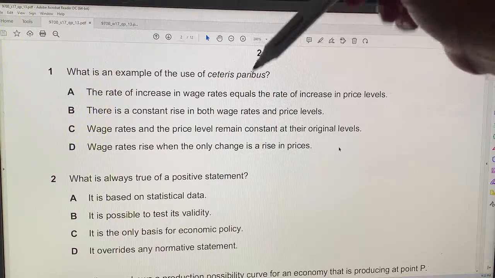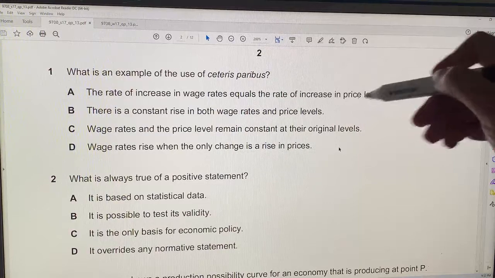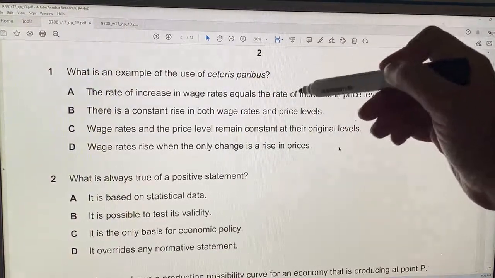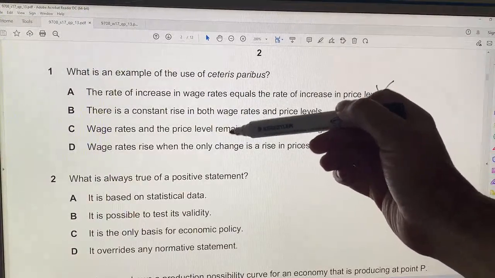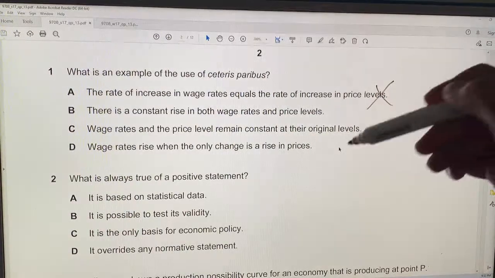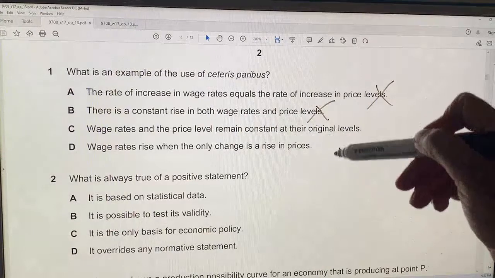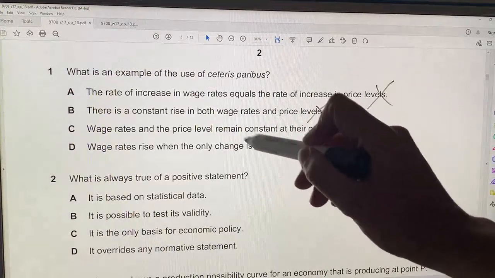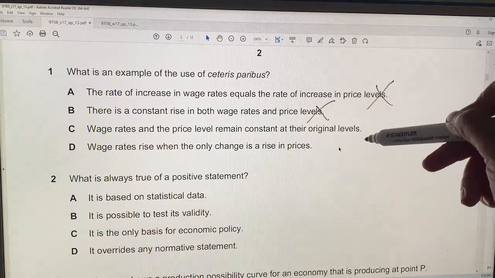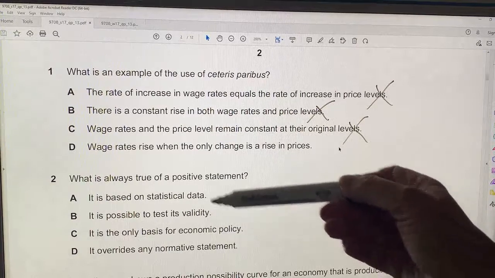The rate of increase in wages equals the rate of increase in price levels. This is some equivalence, and that's not about ceteris paribus. And B says there is a constant rise in both wage rates and price levels. That's nice, but it's not about ceteris paribus. C says wage rates and the price level remain constant at their original levels. That's everything's the same. Let's try D.